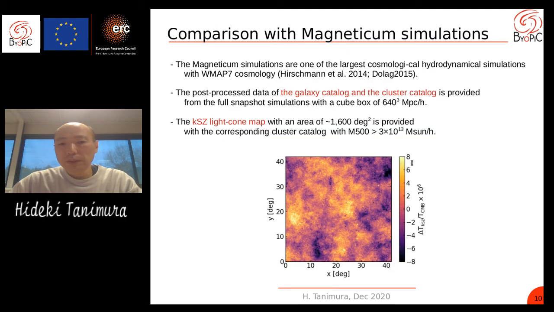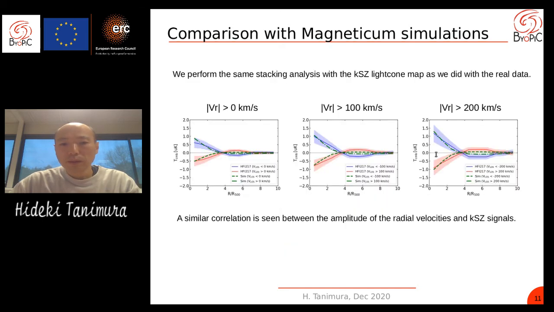Next, we compare this result with Magneticum simulations. There are lots of nice features in these simulations, and especially for our analysis, the Magneticum simulation has the galaxy and cluster catalog, and they also produce the light cone map of the KSZ. So we can do the same analysis in this simulation as we did with real data. And here is the result of the comparison. The simulation is shown in green lines. As you see, the simulation and data agree pretty well.